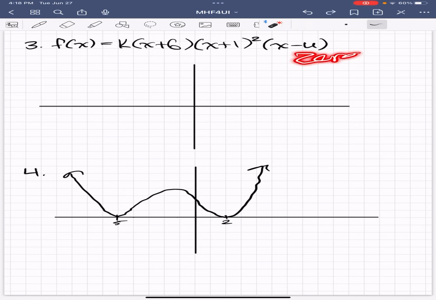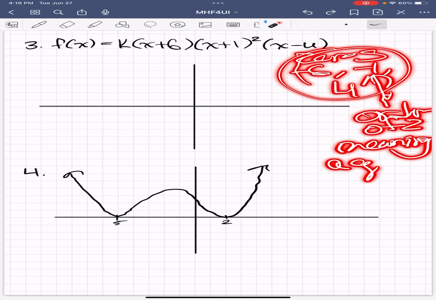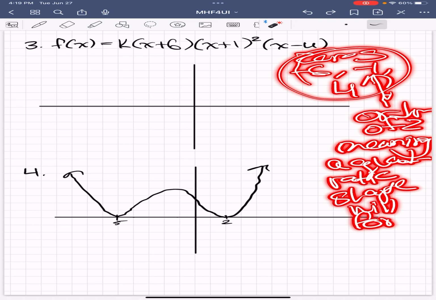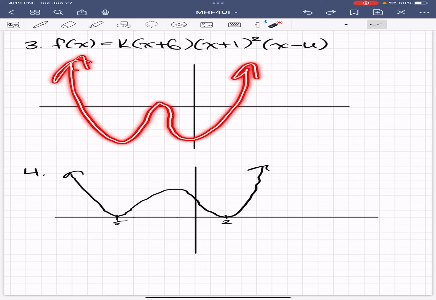So we're zeros, -6, 1, and 4. Those are our zeros, and we have order of 2, meaning a quadratic shape will form. So again, it's going to be like a W, since it's a quartic.